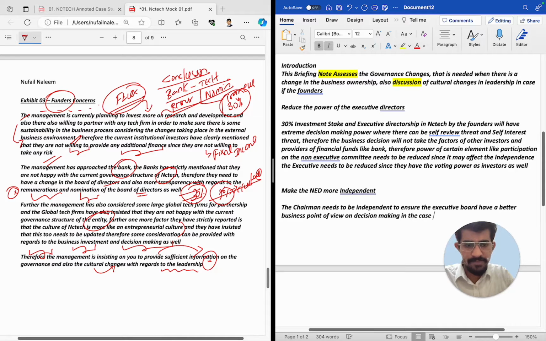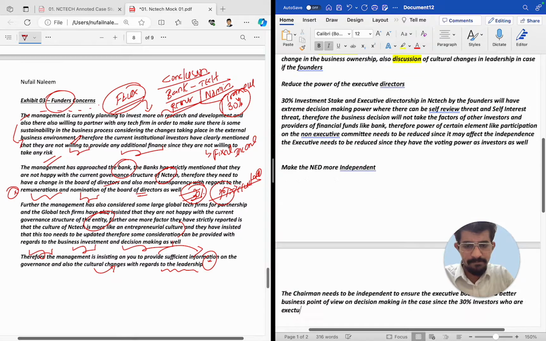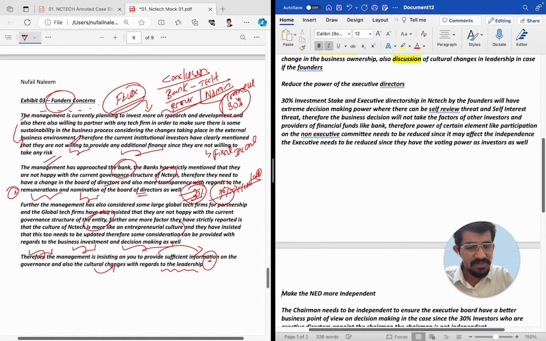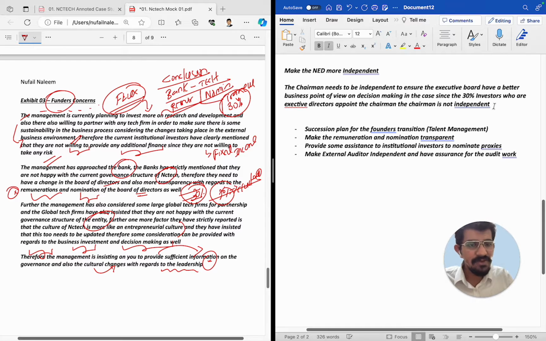In this case, since the 30% investors, who are the executive directors, appoint the chairman, the chairman is not independent. So, students, I believe it is very practical at the moment because the chairman is not independent mainly because of the ownership of 30% and the decision-making power that has been possessed by these people.